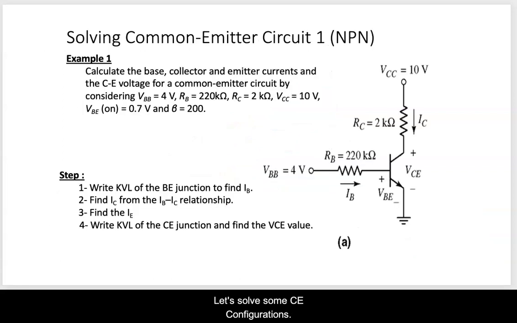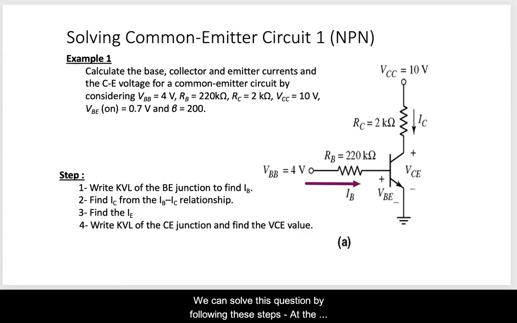Let's solve some common emitter configuration circuits. In this example, we are required to calculate the IB, IC, IE and VCE for the common emitter circuit given. For the circuit, VBB is equal to 4 volts, RB is equal to 220 kilo ohms, RC is 2 kilo ohms, VCC is 10 volts, VBE on is equal to 0.7 and beta is 200. We can solve this by following these steps.